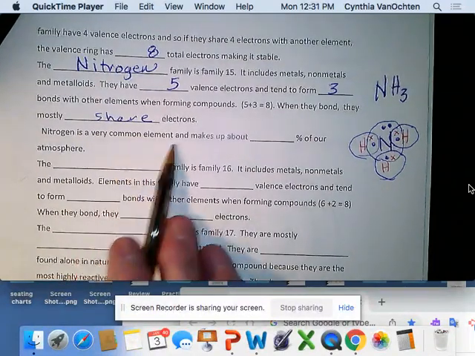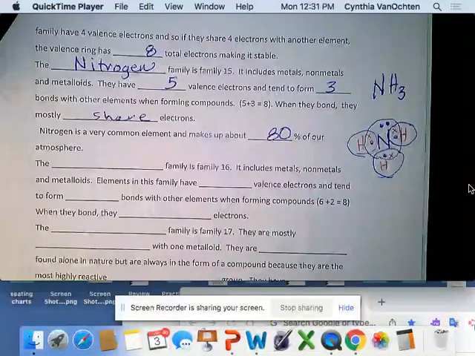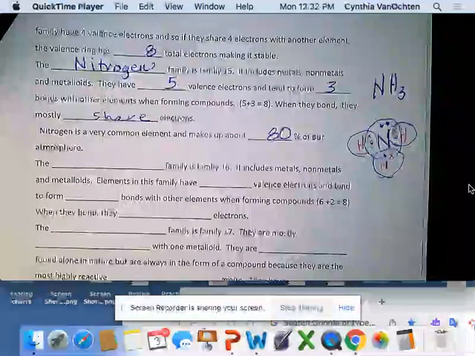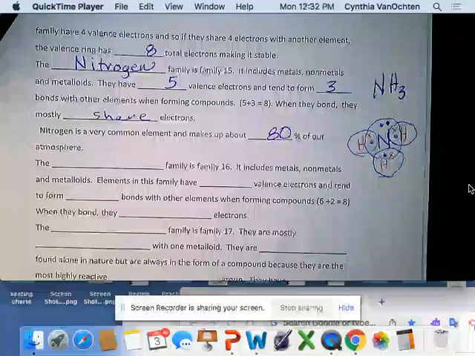So nitrogen is a very common element and makes up about 80% of our atmosphere. Interestingly enough, when we breathe in, we just exhale that nitrogen back out. We can't absorb it and utilize it. We have to eat food with nitrogen in it in order to get nitrogen. Nitrogen is the main component in the proteins that we assemble in our body to build muscle and to grow. So we have to have a source of nitrogen.